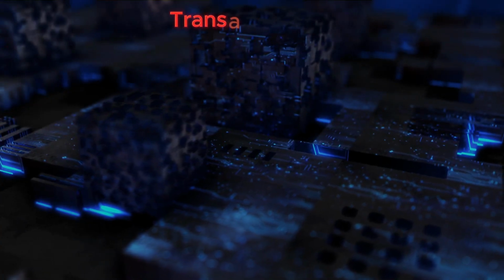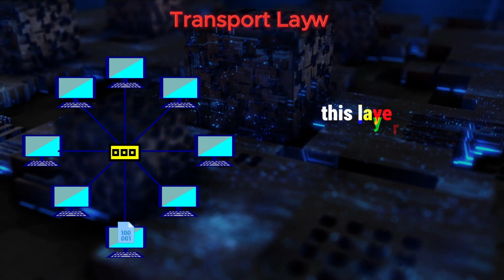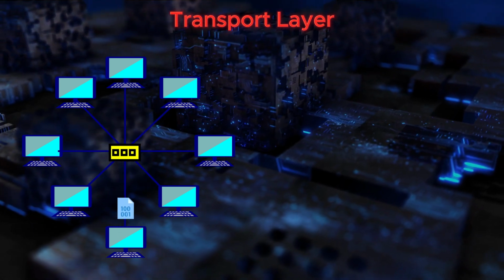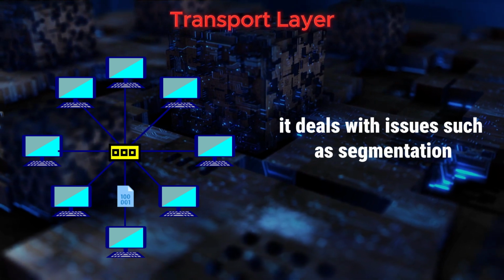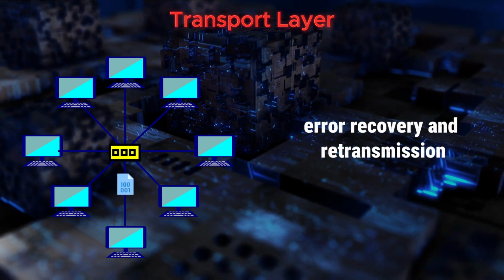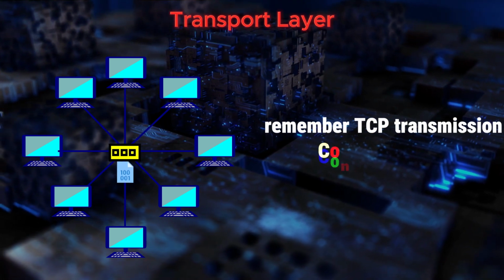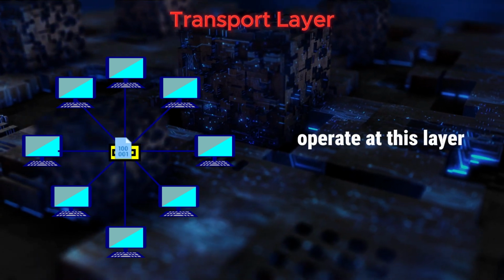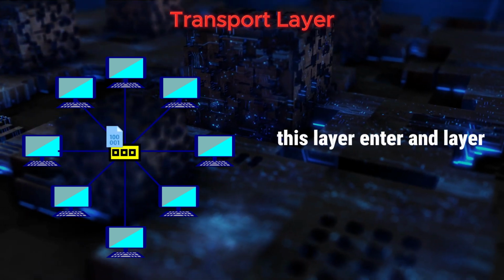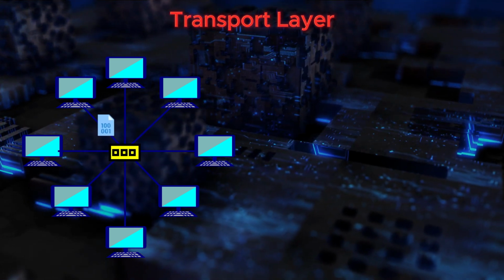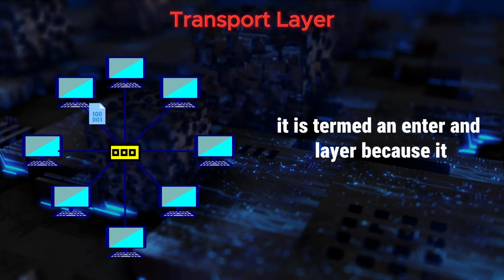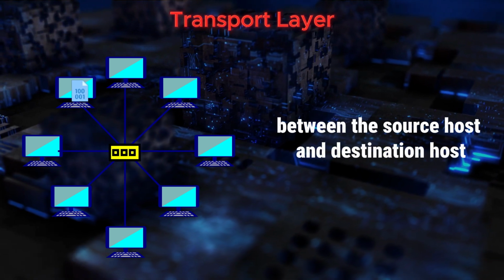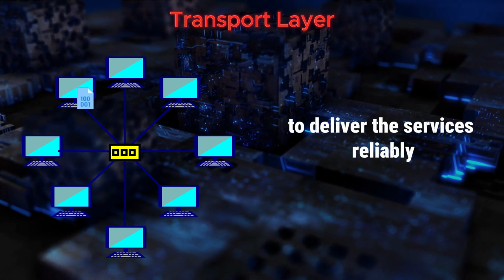Number 4. Transport layer. This layer ensures the reliable delivery of data between two devices on a network. It deals with issues such as segmentation, flow control, error recovery, and retransmission. Remember, TCP, Transmission Control Protocol, and UDP, User Datagram Protocol, operate at this layer. This is the end-to-end layer used to deliver messages to a host. It is termed an end-to-end layer because it provides a point-to-point connection rather than hop-to-hop between the source host and destination host to deliver the services reliably.